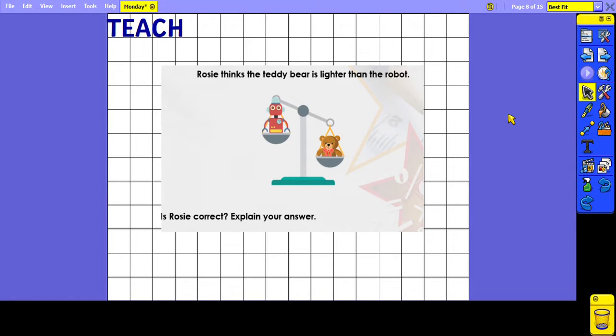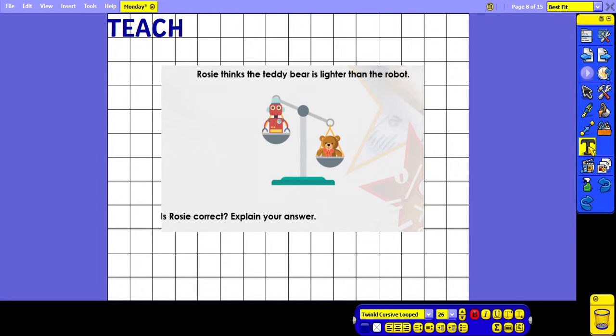This time we've got a reasoning question. It says Rosie thinks the teddy bear is lighter than the robot. Is Rosie correct? Explain your answer. So if we have a look at the image, we can see that the teddy bear has moved down on the scale and the robot has moved up. That tells us that the teddy bear is heavier than the robot. However, Rosie thinks that the teddy bear is lighter than the robot. So we know straight away that she is incorrect.